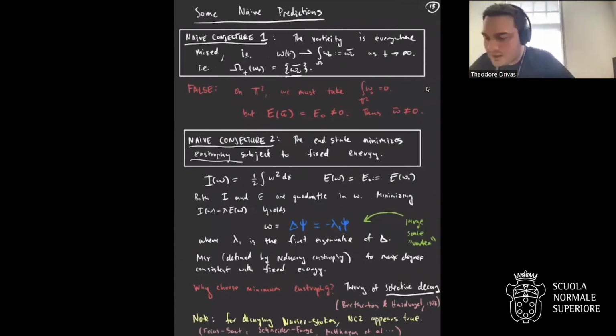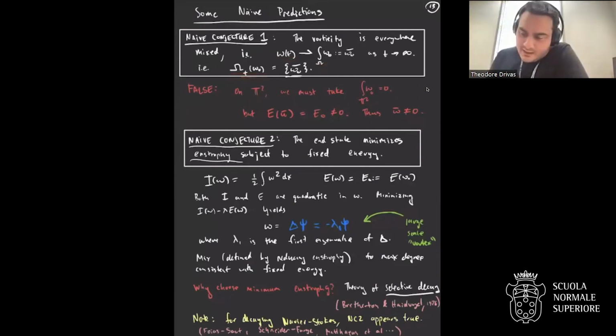So we can begin by making some guesses about what happens, and we can see whether they're obviously right or wrong. The first is that mixing is just completely effective, and as time goes to infinity, the vorticity mixes to its average in the domain, which on the torus, say, is 0. That would say that the omega limit set of that initial data is just the average of the initial data, just as a singleton.